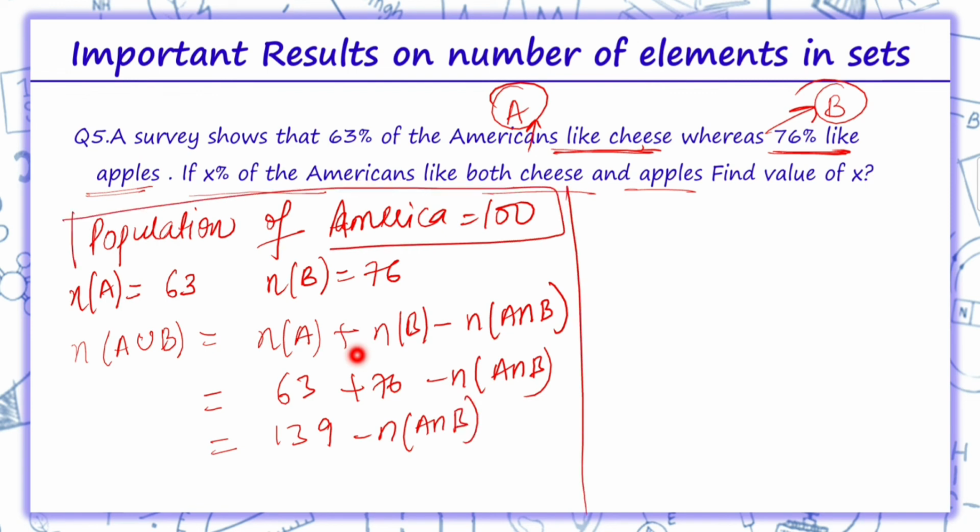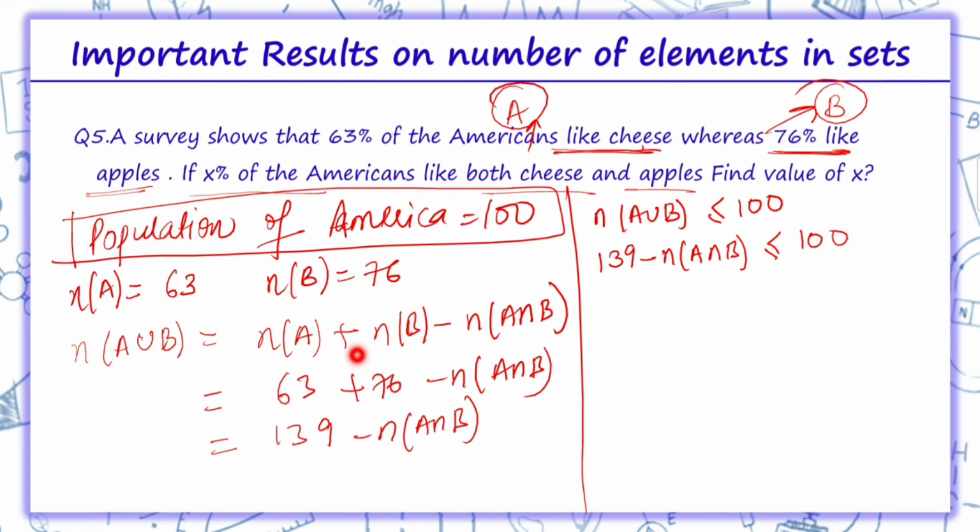Now this is 100, it is the universal set. Again the same condition: n(A union B) will be less than or equal to 100. So we'll apply this one. 139 minus n(A intersection B) will be less than or equal to 100. When I solve it, I'll get n(A intersection B) is greater than or equal to 39.